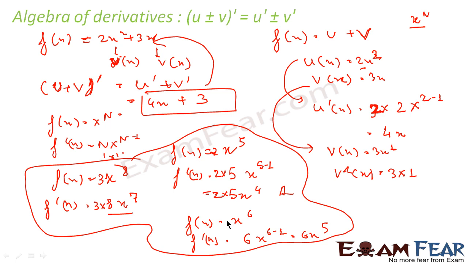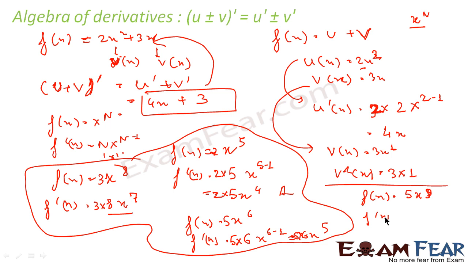Here also, if it is x to the power 6, you have, let's suppose, 5x to the power 6. Then this becomes 5 into 6x to the power 5. That is 30x to the power 5. Correct? Let me take one example for you. So if f x is equal to, let's suppose, 5x to the power 9.